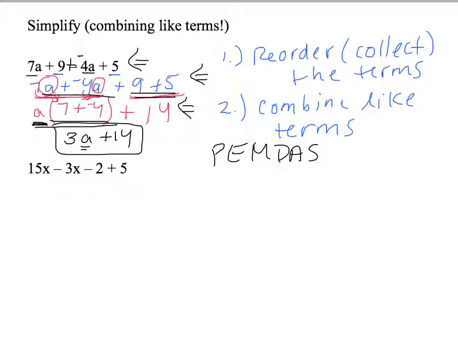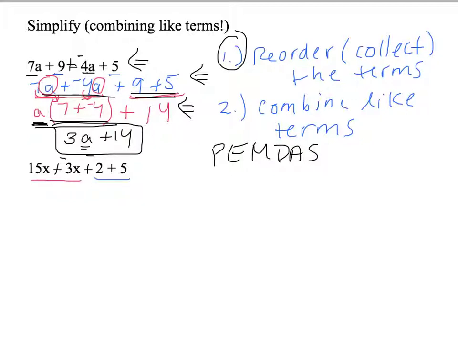For our second problem, we're going to do the same thing. This one has some more negatives. I'm going to do the same thing where I turn them all into plus negative instead of minus. That way I know I can use my commutative and associative property to move numbers around. So our first step is to reorder and collect the terms. So these terms are actually pretty well together. So we have 15x plus 3x, and we have 2 plus 5.